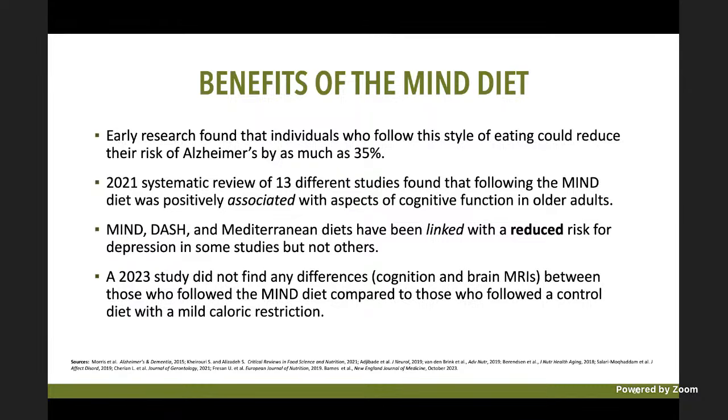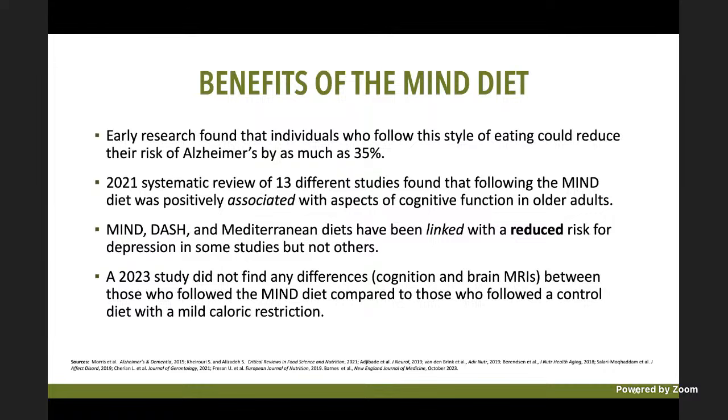And interesting, I have to mention this because just last month, there was a paper published about the MIND diet. Researchers at Rush and Harvard just published this study, a 3-year study of older adults. They compared the MIND diet with just a low calorie, healthy diet. Both groups had dietitians that helped them with this eating pattern. Long story short, there wasn't a difference in cognition or brain MRIs over this 3-year period.